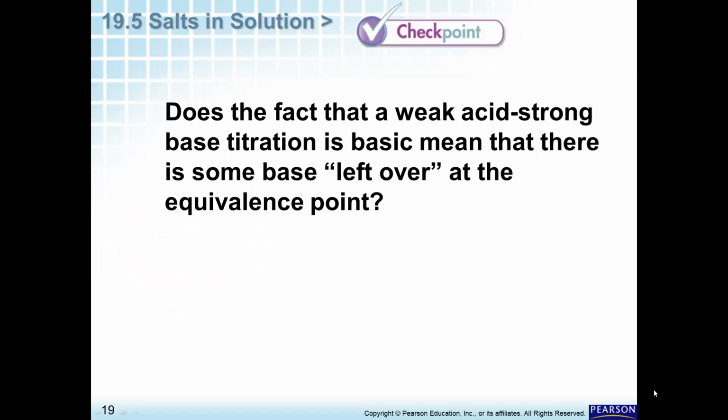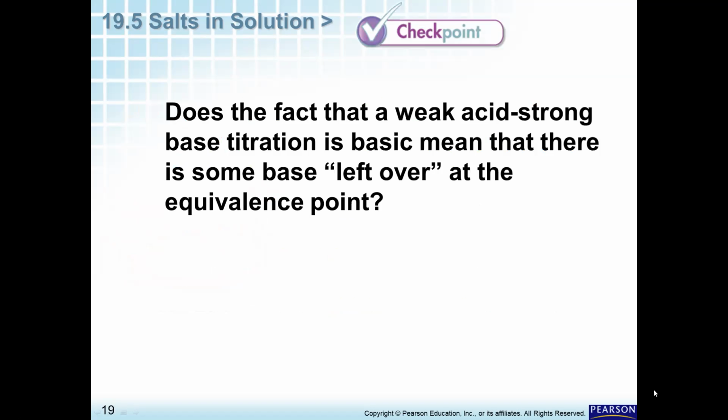All right, if you really understand what we said, you should answer this question, which says here: does the fact that a weak acid with a strong base titration is basic mean that some base is left over at the equivalence point?